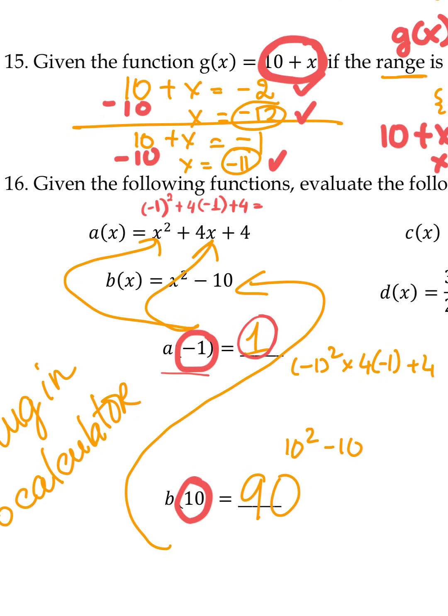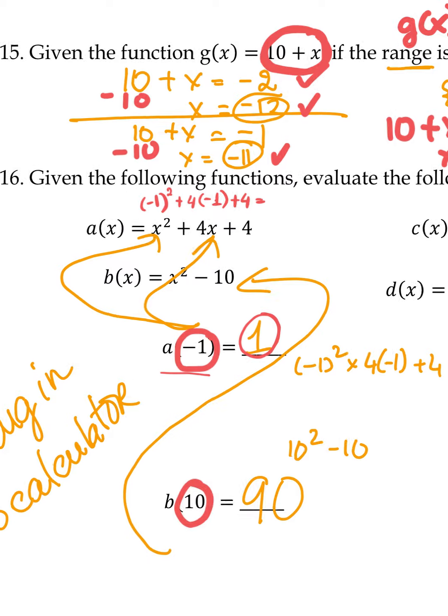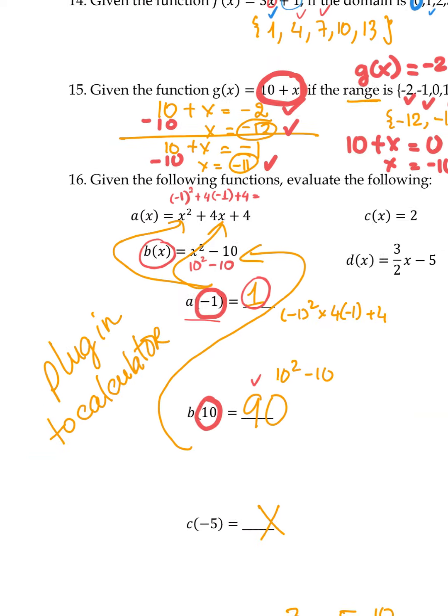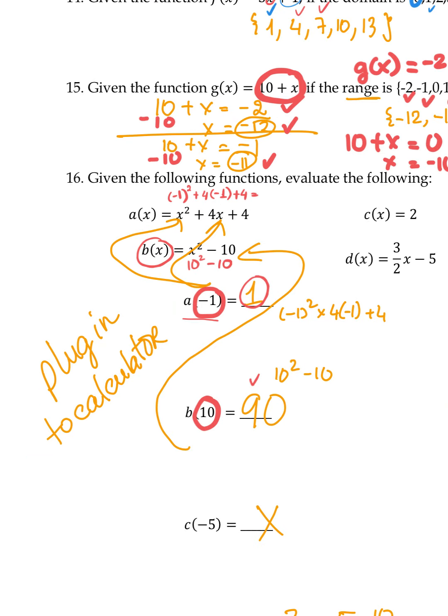All right. B at 10. This is your function b of x. B at 10, so we have 10 right here. 10 squared, put it in your calculator, which is 100, and then take away 10, you should get 90. So you just plug in and check.